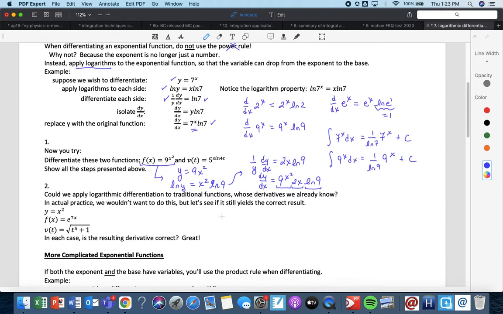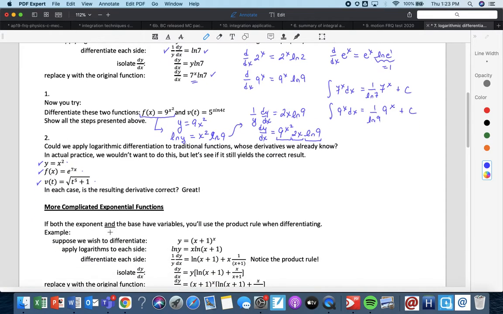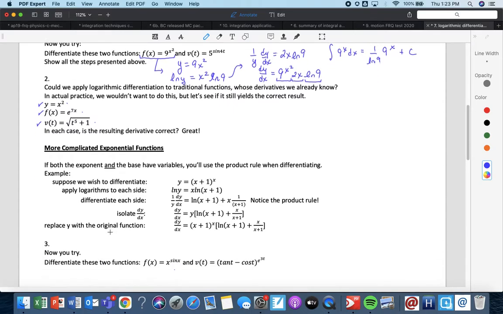So in number 2, I comment here that you could apply logarithms to these other types of functions that we've been working with. You wouldn't want to do that, but even if you were to apply logarithms to these equations and then finish taking the derivative using logarithms, you would end up with the equivalent results. So here you would still end up with 2x. Here you would still end up with e to the 7x times 7. And here you would still end up with 1/2 (t to the 5th plus 1) to the negative 1/2 times 5t to the 4th. So, all right, let's make things a bit more complicated now.